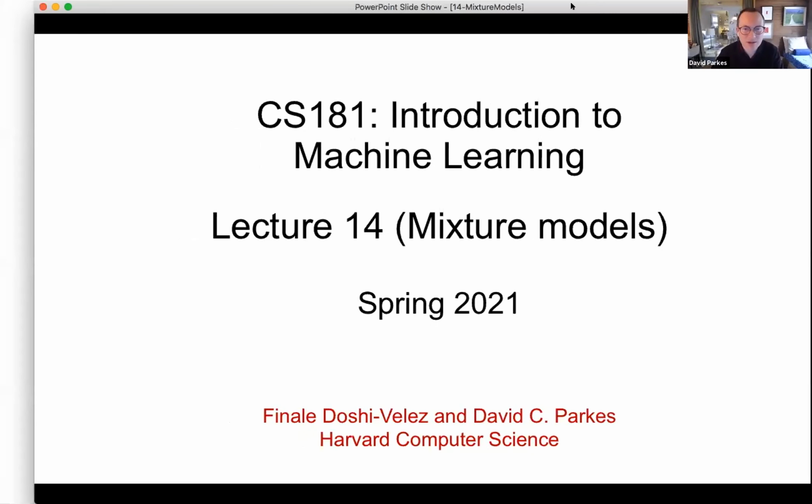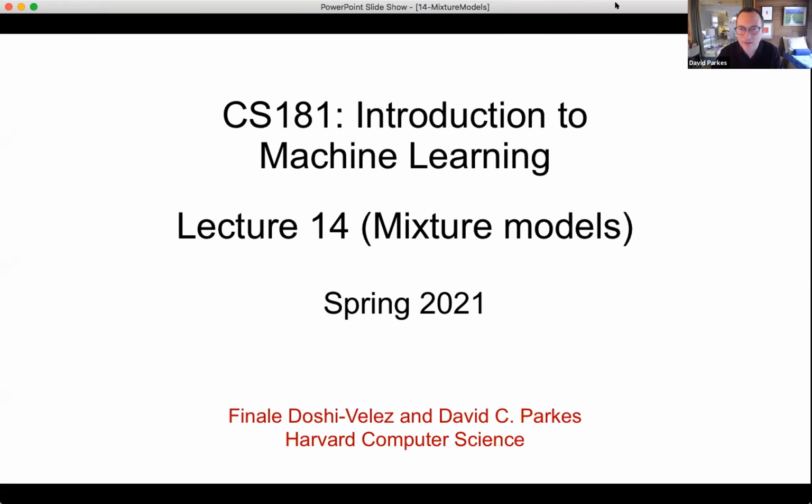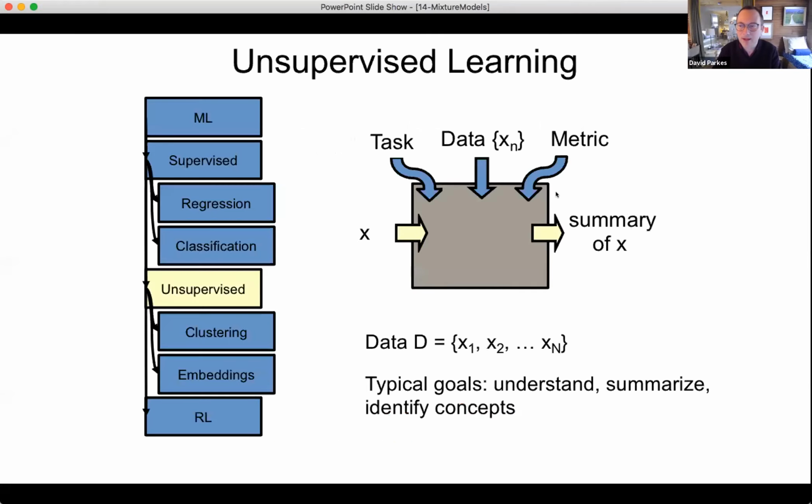So just a recap as to what we were doing a week ago now. We've been doing unsupervised learning, and remember, no target labels, just features. And we're trying to summarize or cluster or understand or communicate what is in the data.